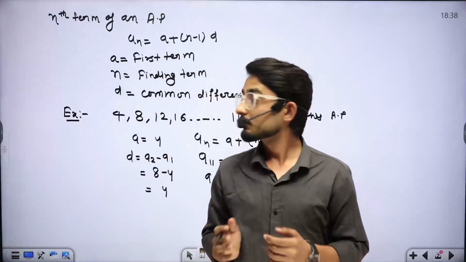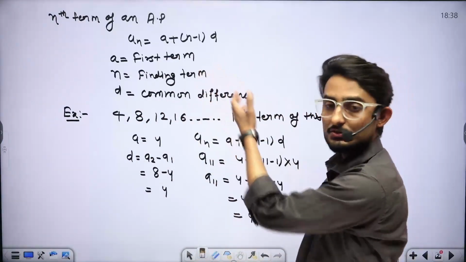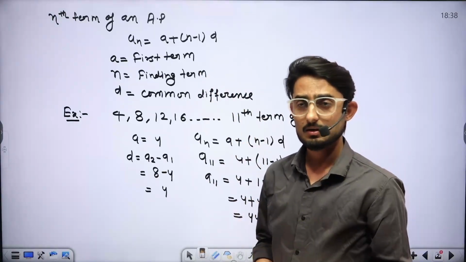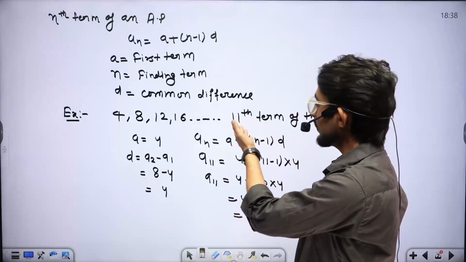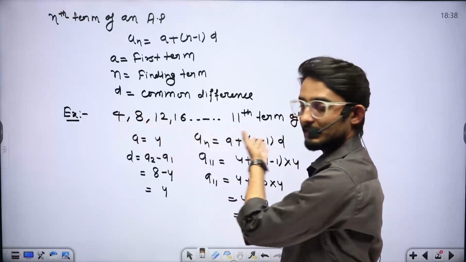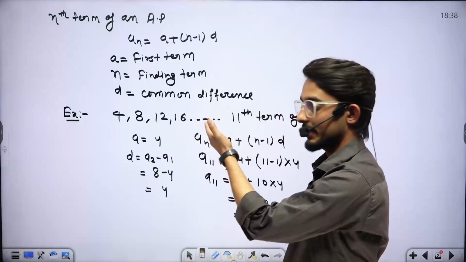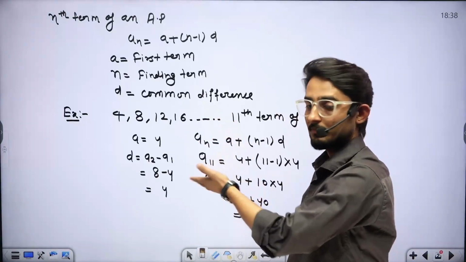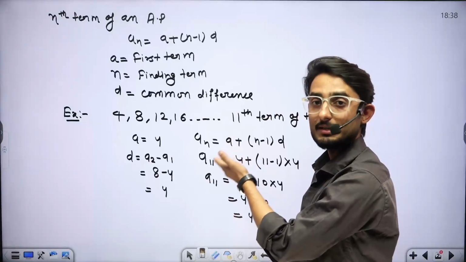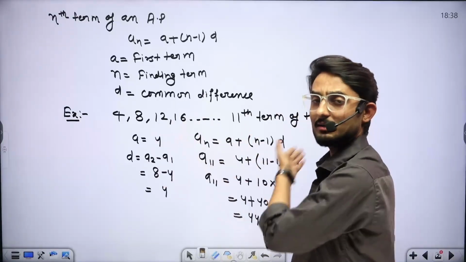Have you understood why we use this formula? This is just basic. When we write this AP 4, 8, 12, 16 and go up to the 11th term by arranging the sequence, it means 4, then 8, then 12, then 16, then add 4 to 16 and you get 20, then add 4 to 20 and you get 24, and you will go on.